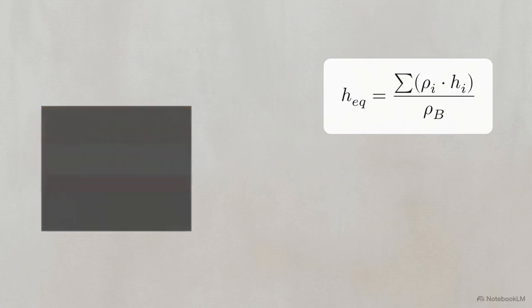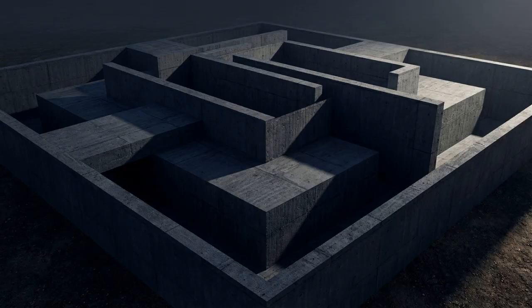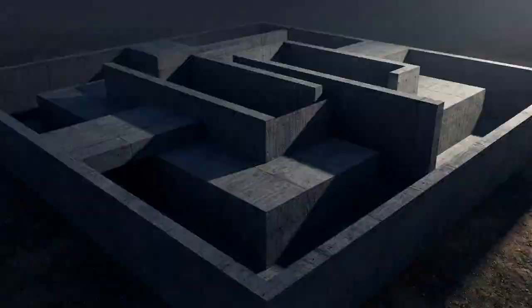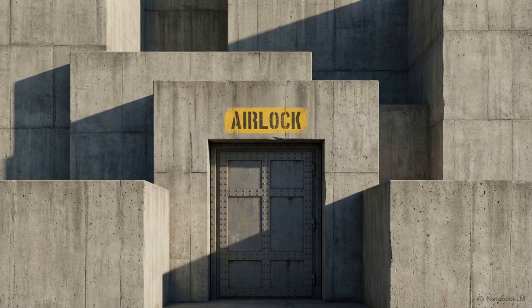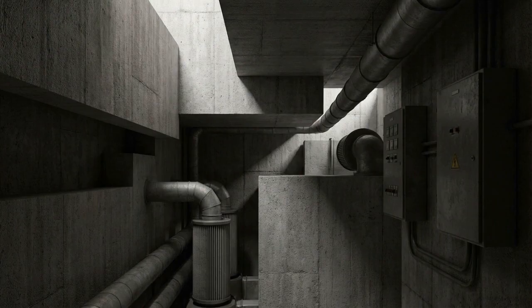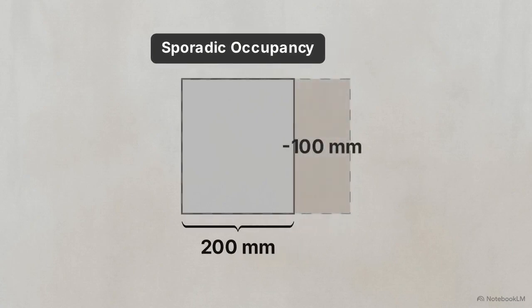Everything is mathematically compressed to match the density of standard reinforced concrete at 2,500 kilograms per cubic meter. Once normalized, the standard sets a strict floor. The absolute minimum structural thickness for outer walls and ceilings is 300 millimeters of concrete equivalent. There is one explicit exception to this minimum. If a room is designated for sporadic occupancy, like a mechanical ventilation room or an airlock, the required thickness can be reduced by exactly 100 millimeters.